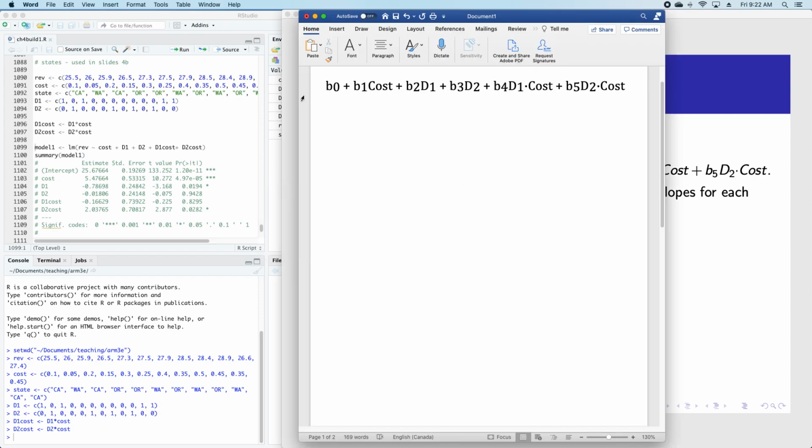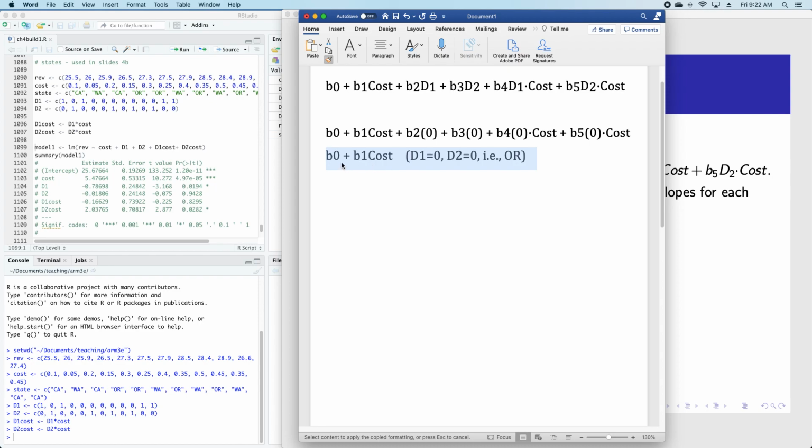Here's my model again, and what I'm going to do is plug in d1 equals 0 and d2 equals 0 and simplify the resulting equation, and that will give me an equation for Oregon. So let's do that. Plug in 0 for d1 and 0 for d2, and simplify. All the pieces of the equation with zeros in are just going to go away, and I'll be left with b0 plus b1 times cost. So this is the regression equation for Oregon.